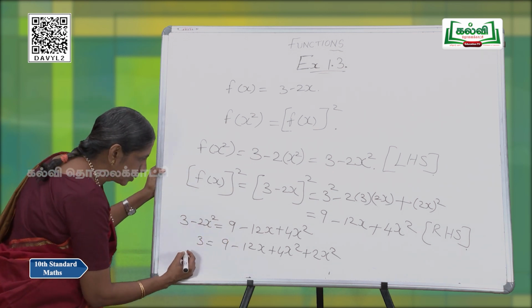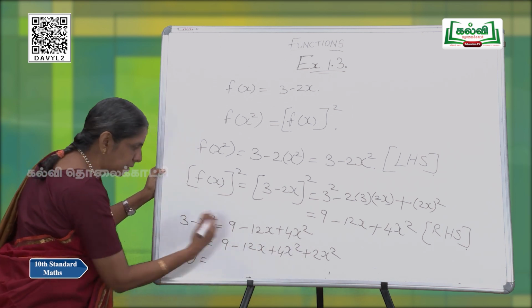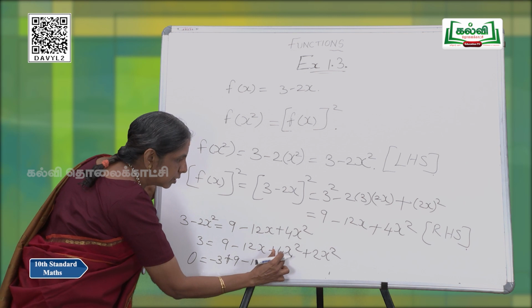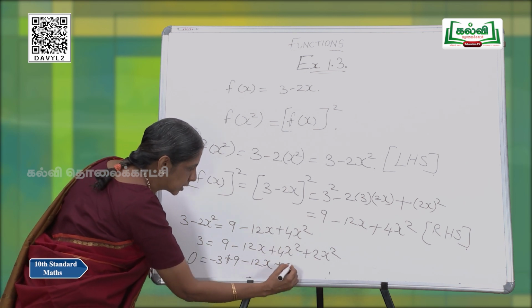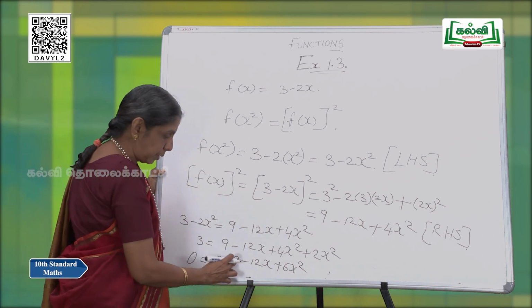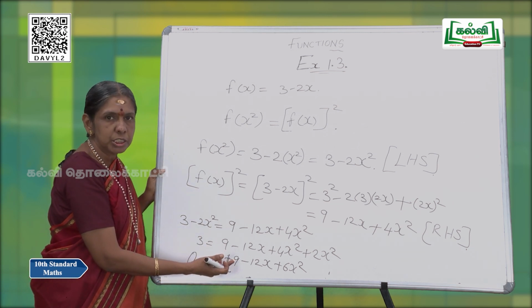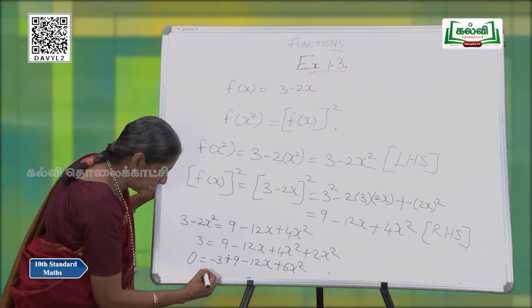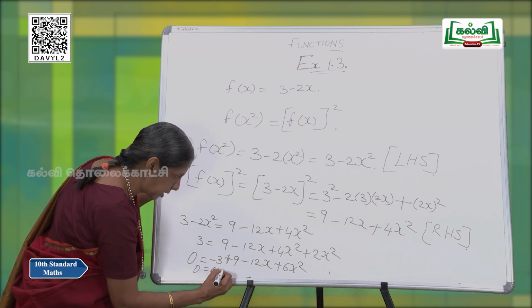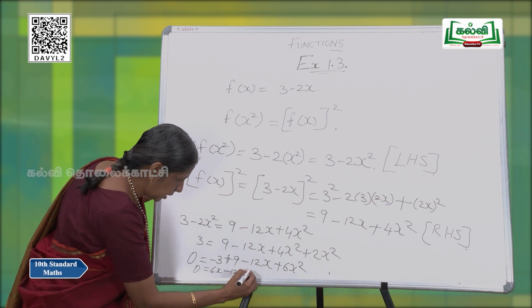So, the answer will be like this, 0 is equal to, I am taking 3 also to that side, so minus 3 plus 9 minus 12x plus 6x squared. Minus 3 plus 9 are like terms, you can simplify these terms, one negative, one positive, it will become plus 6. So, the answer will be like this, 0 is equal to 6x squared minus 12x plus 6.